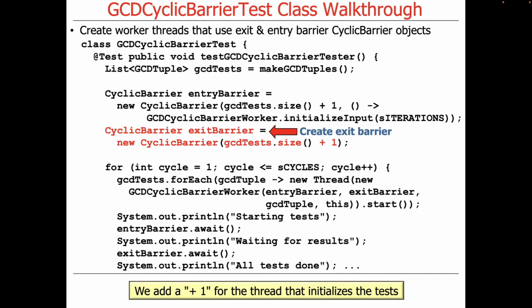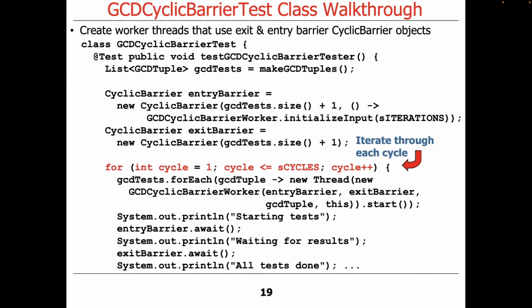And as before, we have the number of algorithms plus 1. That's the thread that's going to be running this loop. So now we go through a loop, and basically we're going to have S cycles iterations. So let's say it's 10 or whatever, or 5. So we're going to run this thing for a total of whatever S cycles is set to. That's just a static value. Let's say it's 10 for sake of argument.